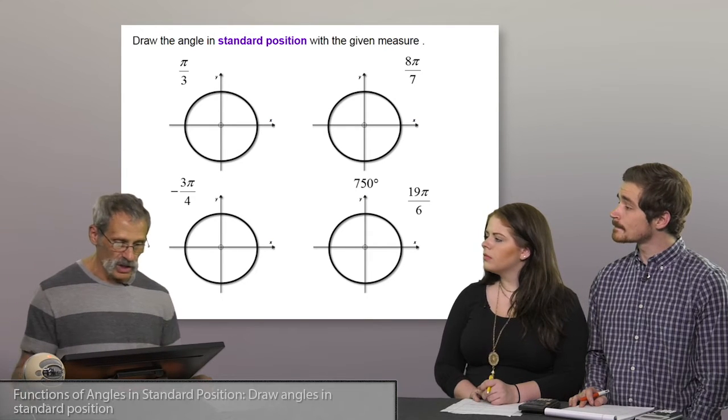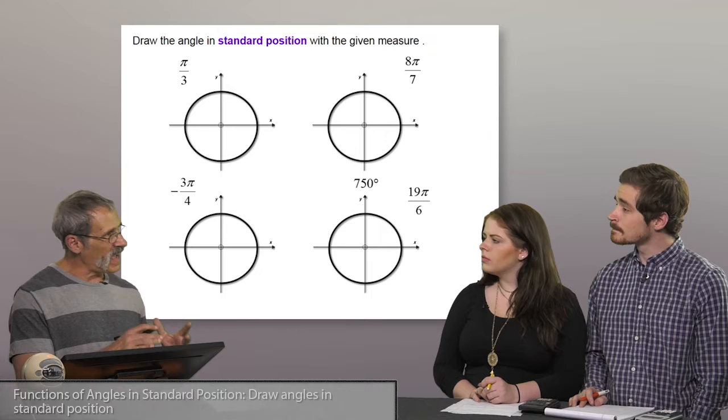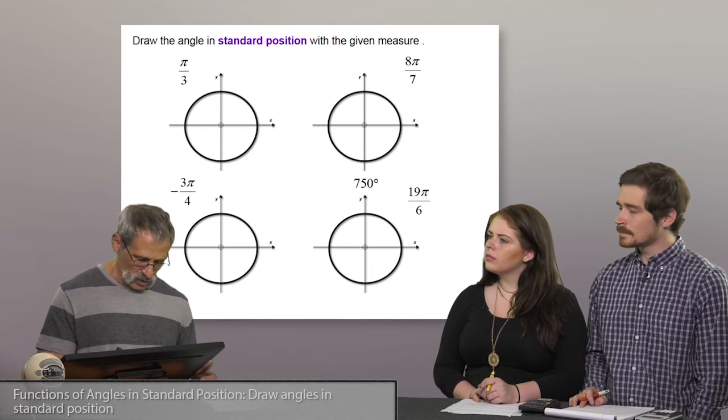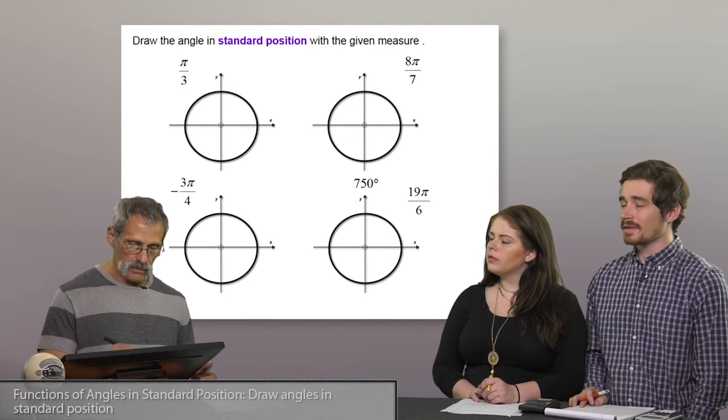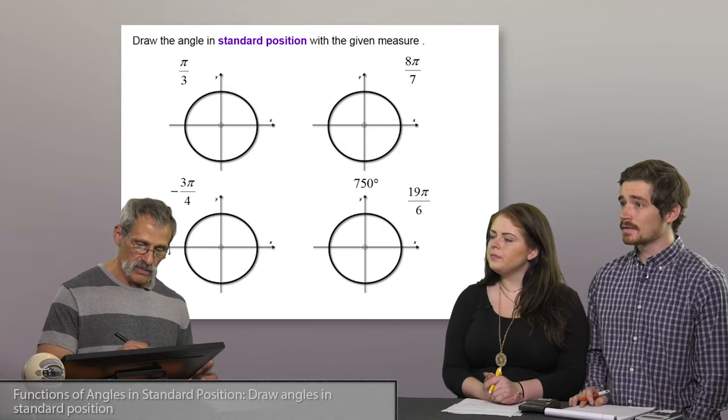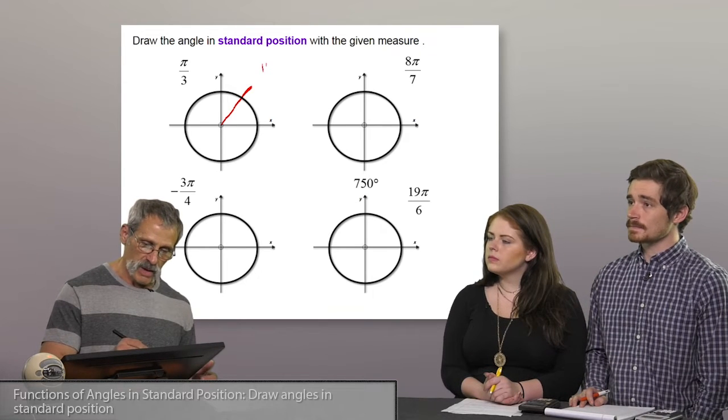So I can use this information to sketch in standard position. Pi over 3, a third is less than a half. What am I driving at? What quadrant would this rotation be in? I think it would be in the first quadrant. First one, very good. So we would sketch pi over 3.